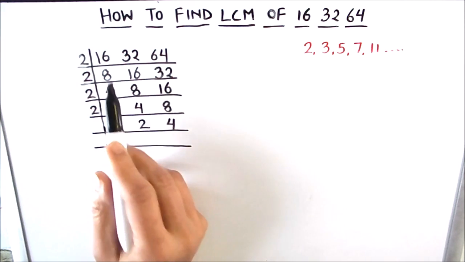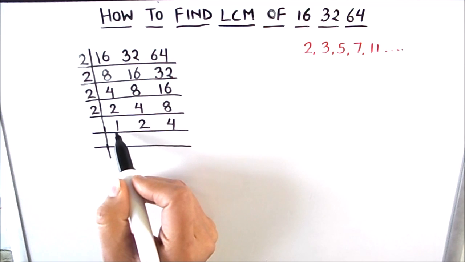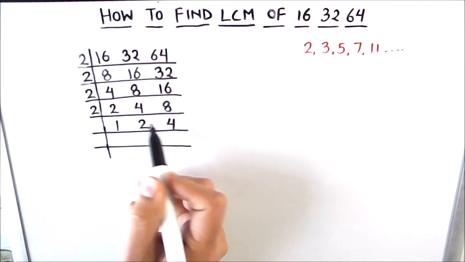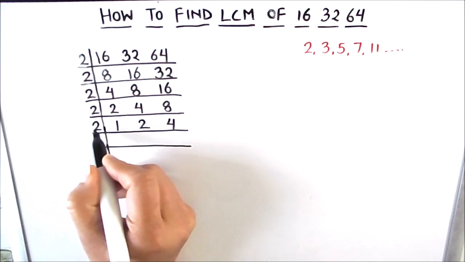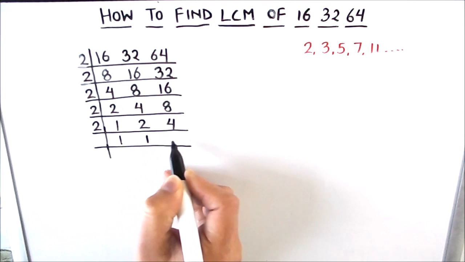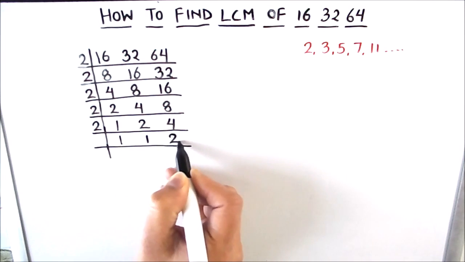This number 16 is fully divided because we got the quotient as 1. We keep on dividing the numbers until we get the quotient as 1. So we'll use 2 to divide the other two numbers. So 2 times 1 is 2 and 2 times 2 is 4.